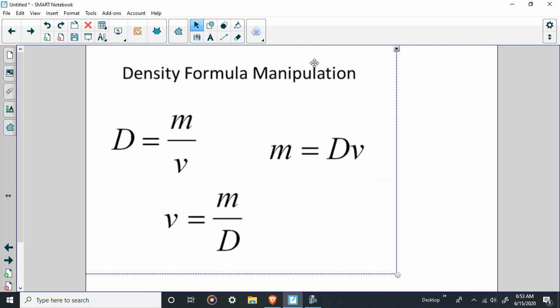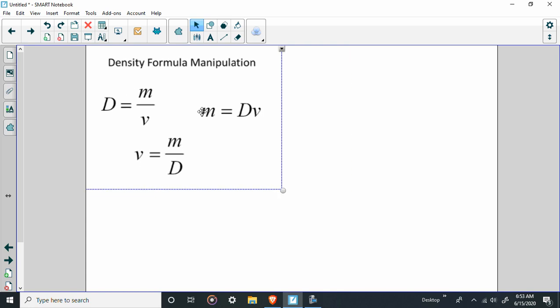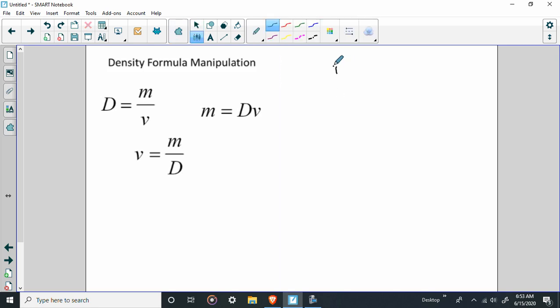So here are your 3 formulas. Density is equal to mass over volume. Mass is equal to density times volume, or volume is equal to mass over density. So if we just start off with the main one, density is equal to mass over volume. Well, we know if I multiply both sides by volume, what am I going to get? Mass is equal to density times volume, right?